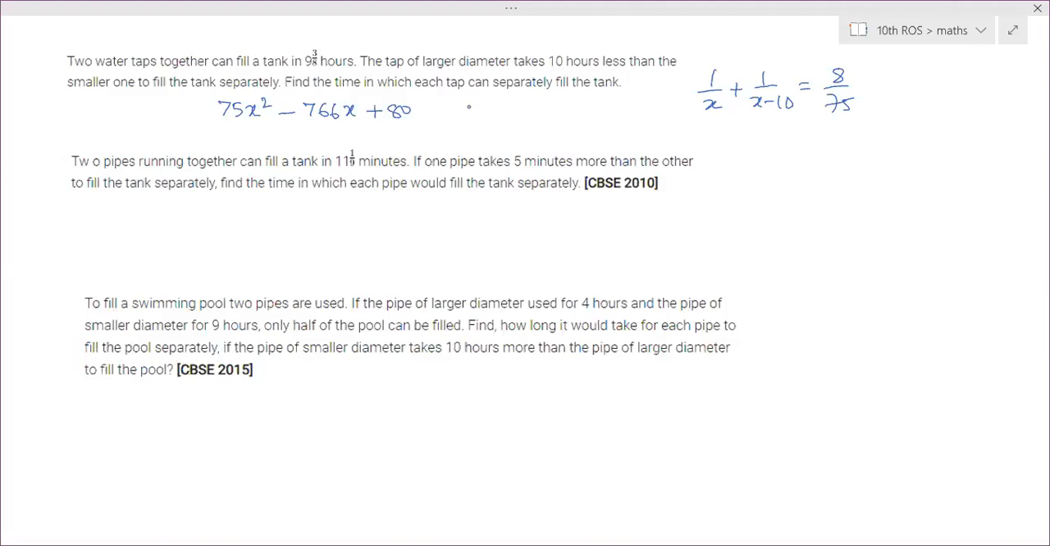Ma'am, in the second question, the value is 11 1 by 9, right? Yeah, 11 1 by 9. Okay, 100 by 9 minutes. So what will the equation become in this question? 1 by x plus 1 by x plus 5 is equal to 9 by 100. That's right.